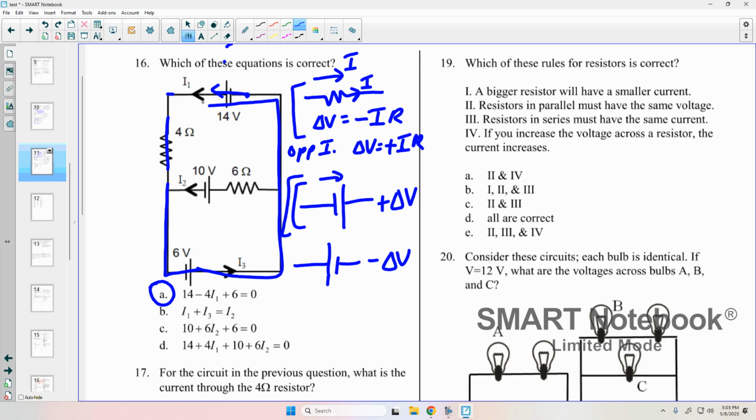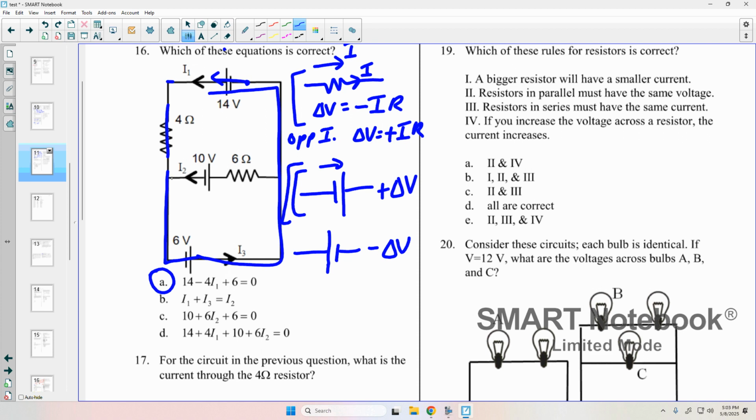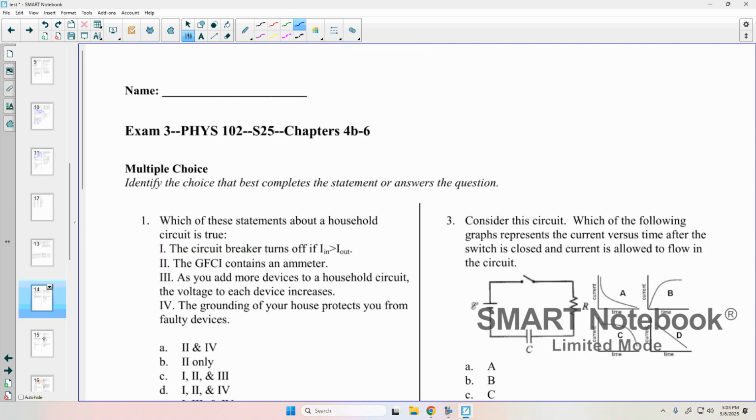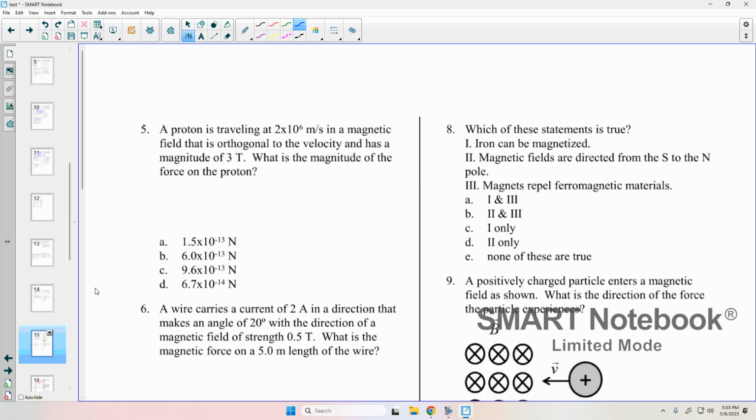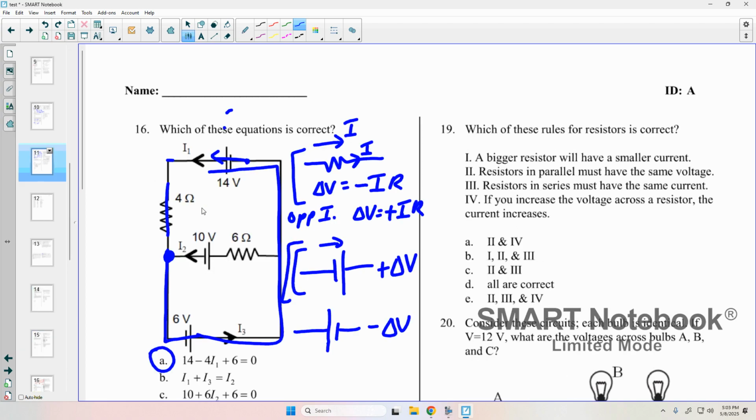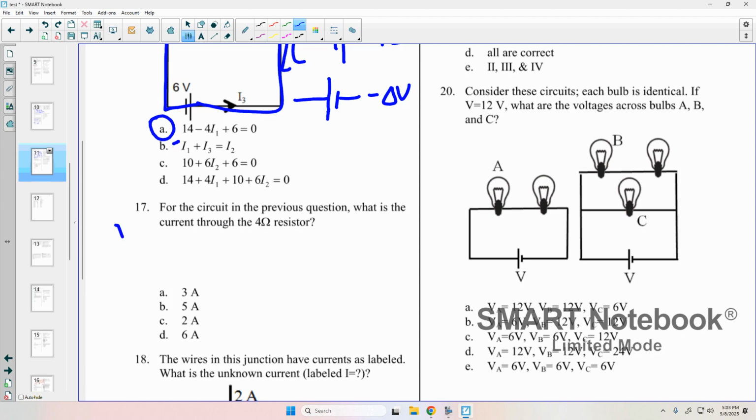But let's look at some of the wrong ones. The junction rule should be, well, I just pick any junction. I1 and I2 are coming in. I3 is going out. So it should be I1 plus I2 equals I3. That's not what it says. So that one's not right.